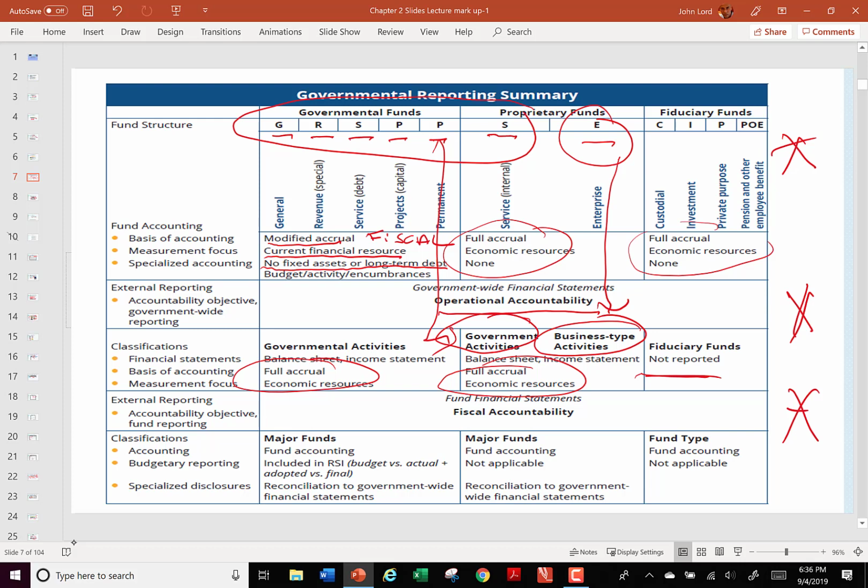Okay, so you've got to have this slide down. You've got to know this stuff. You've got to know the names of the funds. You've got to know what type of accounting they use, what their measurement focus is, what their accountability is. And then of course you've got to know that my governmental funds plus my internal service fund go to governmental activities. My enterprise fund goes to business-type activities at the government-wide level. And government-wide uses full accrual, economic resources, and operational accountability. And I guess they did put that the fund financial statements down here use modified accrual, even though I kind of wrote it in up there.